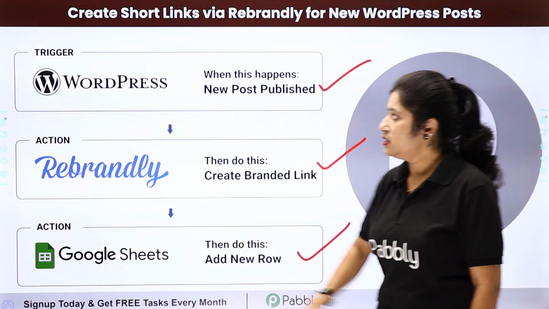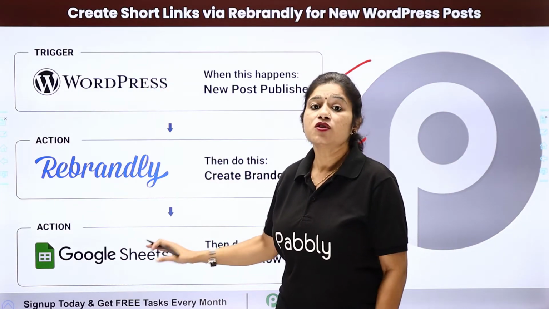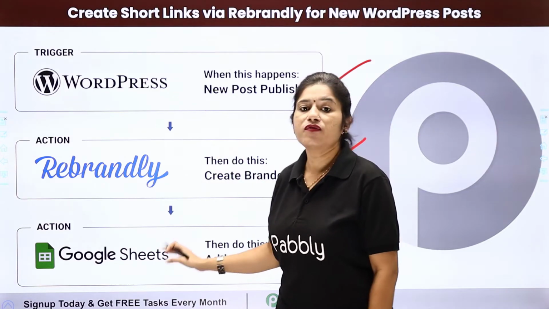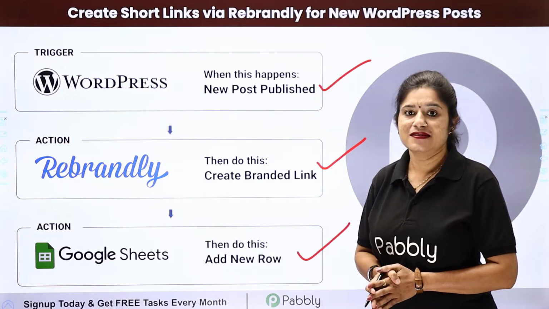For that, you need to integrate your WordPress with Rebrandly and then with Google Sheets also. So how can you integrate all these software applications using Pabbly Connect? For that, you need to come to my screen.